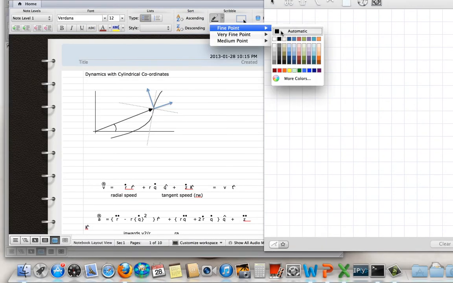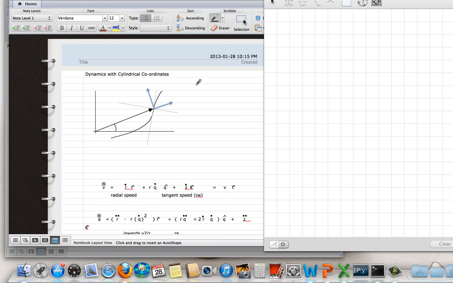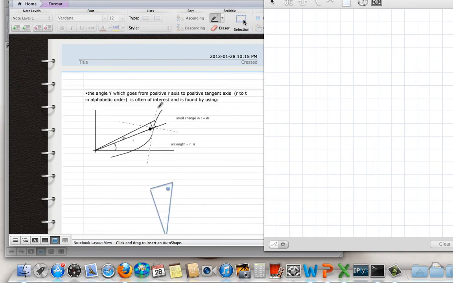Okay, so we want to do dynamics in cylindrical coordinates. So we start with our coordinate system. Here is the r hat unit vector in the direction of increasing r. Here is the theta hat unit vector in the direction of increasing theta. Now, we're interested in the angle between the radial direction and the tangential direction. That's it right there. Let's do a little proof.